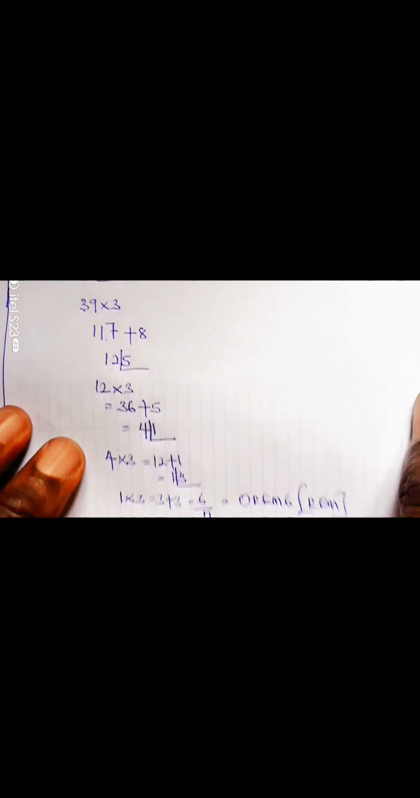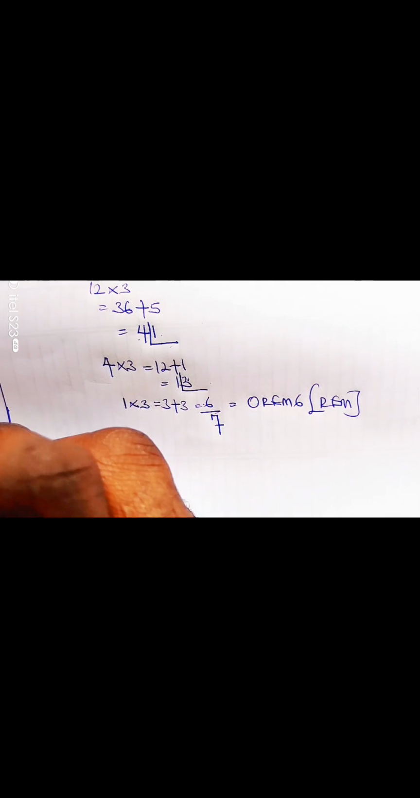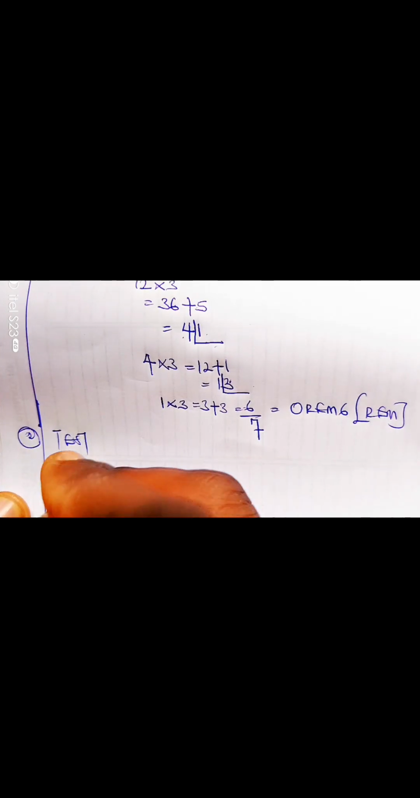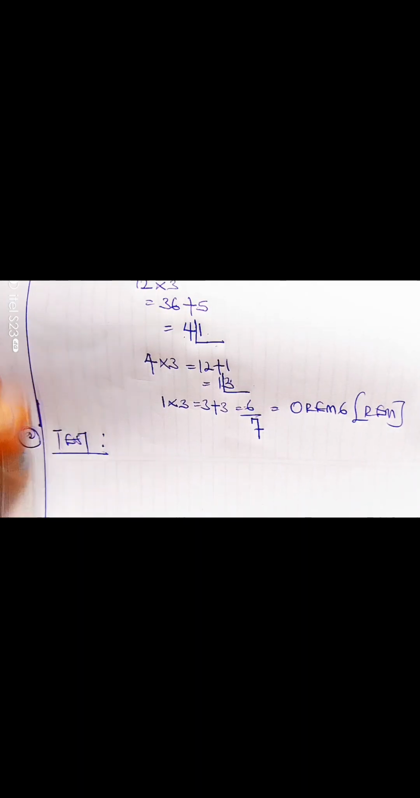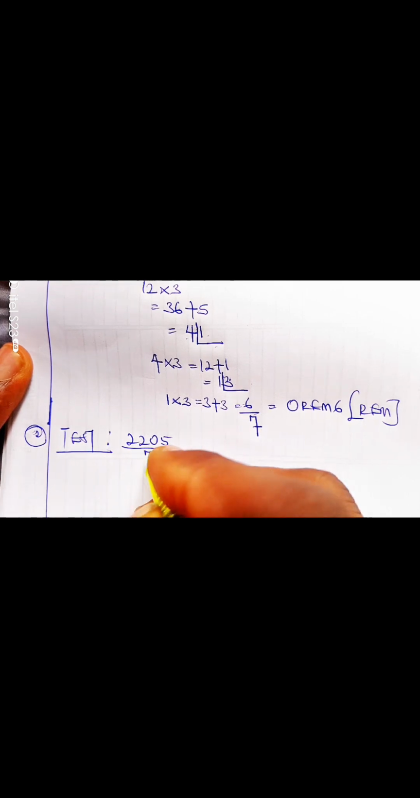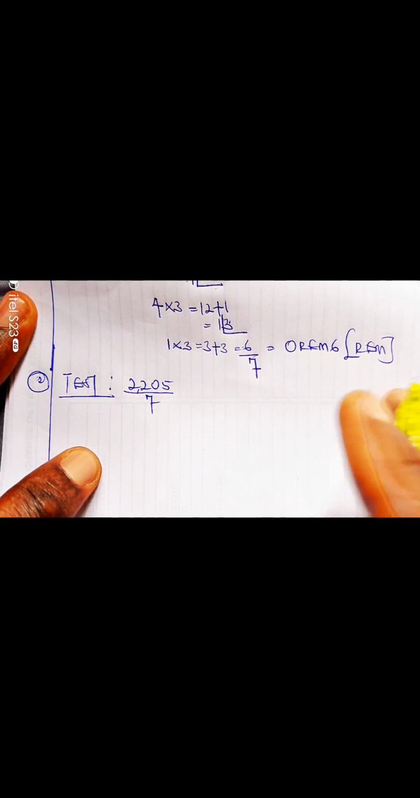So next, you're going to be looking at another example. We're going to be having another example here quickly. Number 2. Test. Let's see if 7 will divide this number. 2205 divided by 7. When 7 divides this number, will there be a remainder or not?